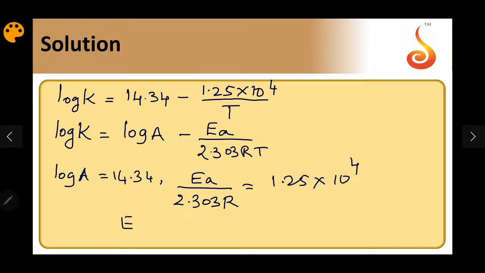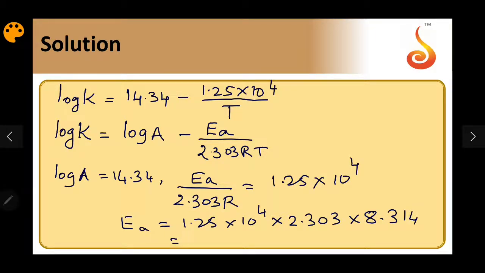So EA is equal to 1.25 × 10^4 × 2.303 × R, where R is 8.314. If you simplify this, I'll get 239.3 kilojoules per mole. This is the first part, calculation of energy of activation. The second part, we have to calculate the rate constant at 670 Kelvin. I'll go to the next slide.